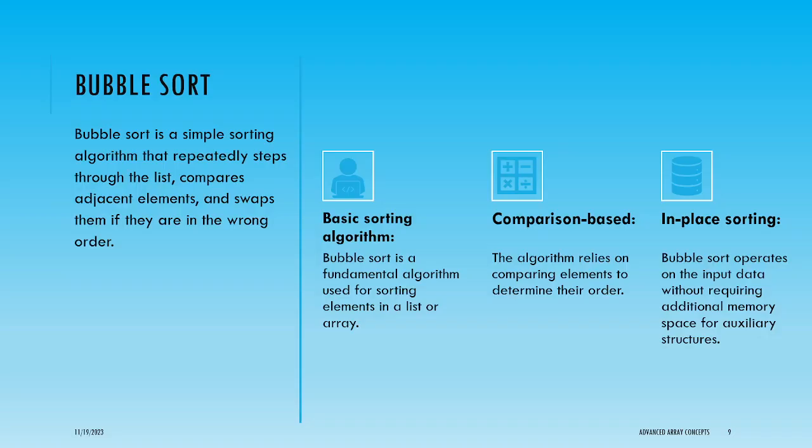But bubble sort is a simple sorting algorithm that repeatedly steps through the list, compares adjacent elements, and swaps them if they're in the wrong order. It's used for sorting elements in a list or an array, and it relies on comparing elements to determine their order. You don't need anything else to run a bubble sort. You can do the thing with the array you have on hand.